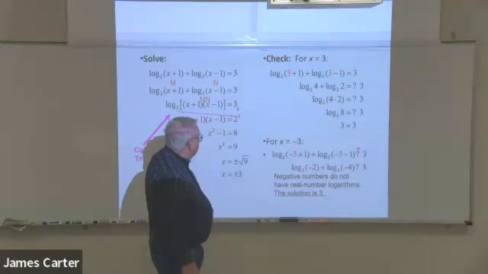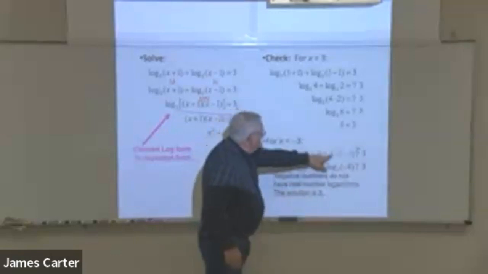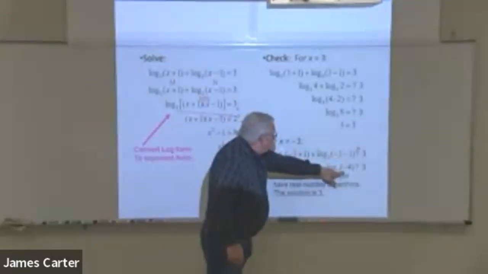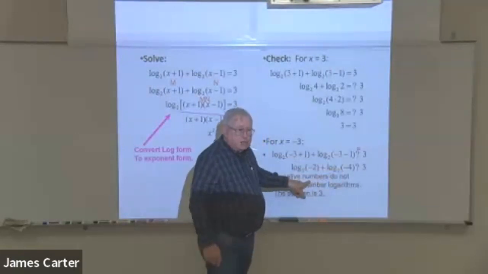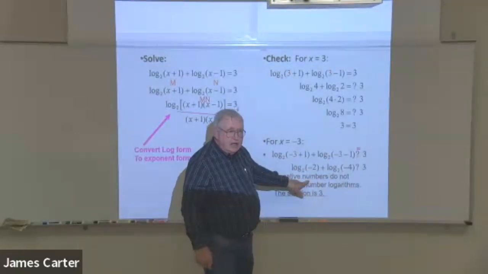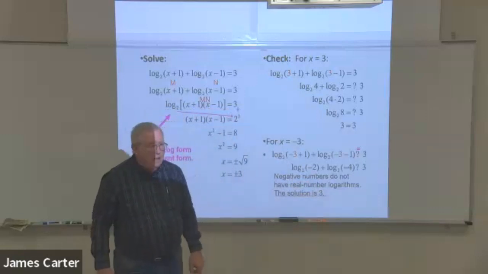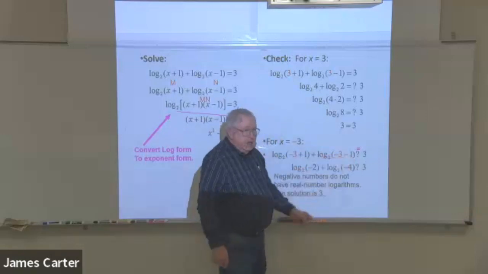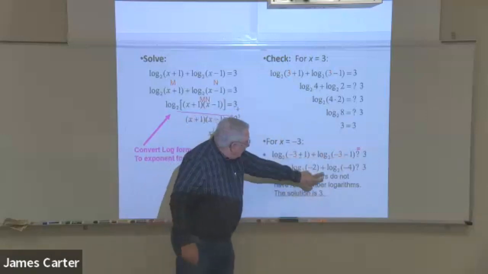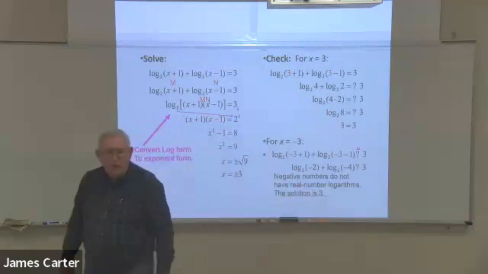Negative 3. Put the negative 3 in here, the negative 2. Put the negative 3 in here, we get a negative 4. Neither one of these can exist because you can't have a negative argument. Most of the time, just checking like this is going to be good enough, and you don't have to bring it all the way down.